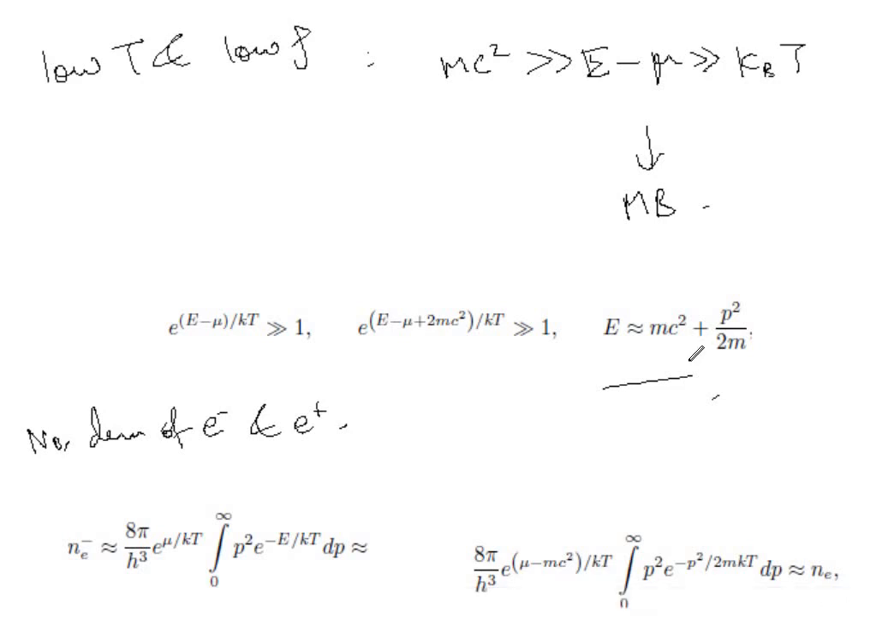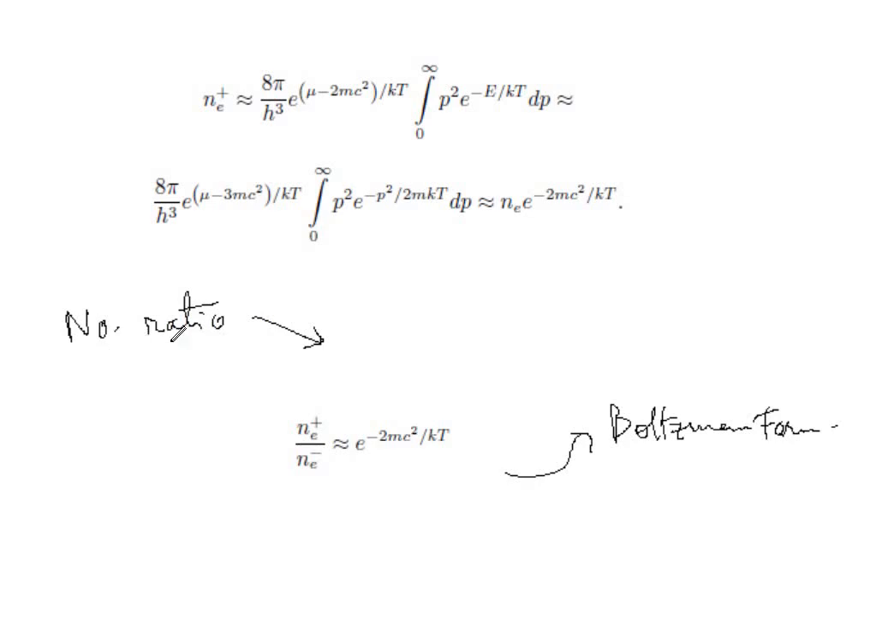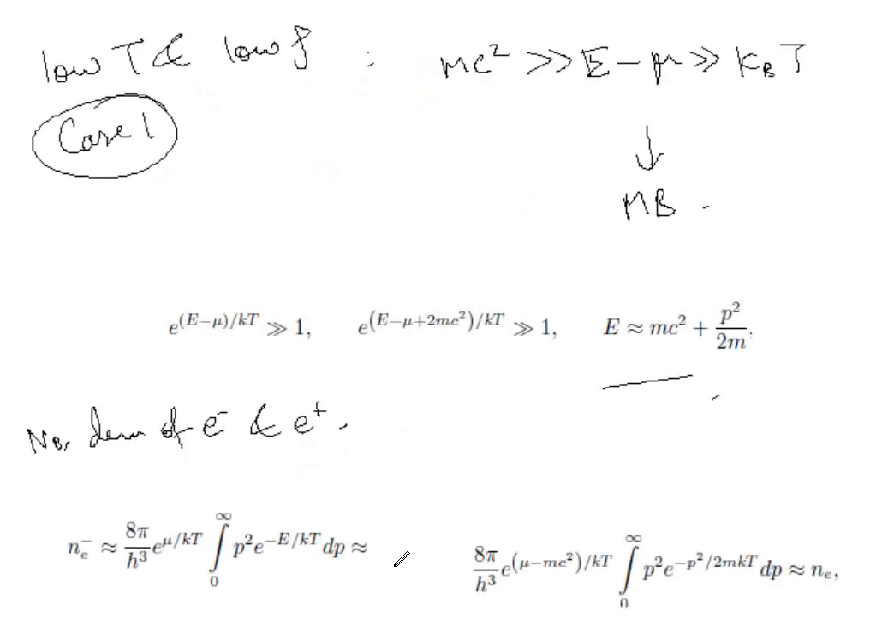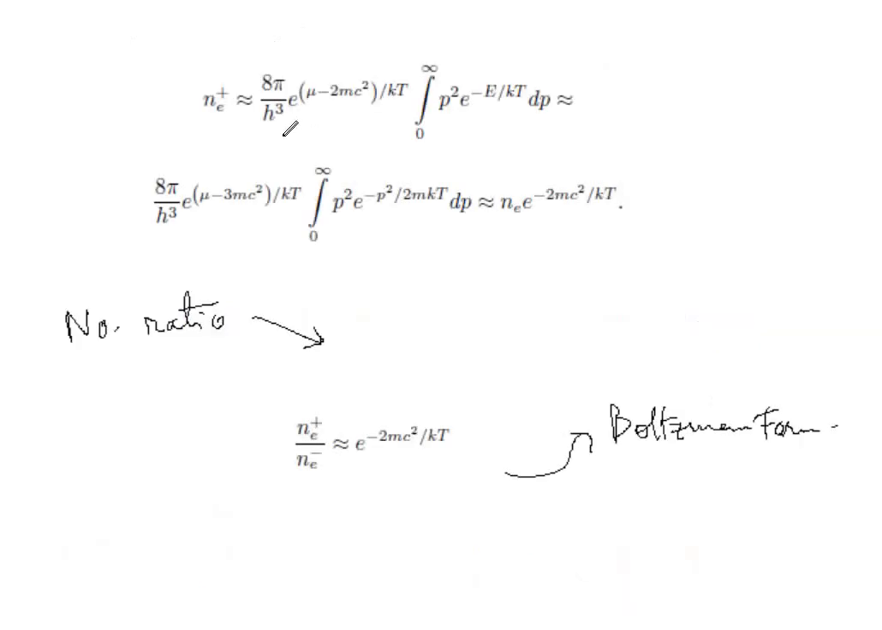So this was case 1 that we discussed here, the number density of electrons and positrons. We just calculated, you see, for electrons this is the number density, for positrons this is the value, and then the number ratio. We did that, and you see the result is surprising. What is this? This is just the Boltzmann formula.